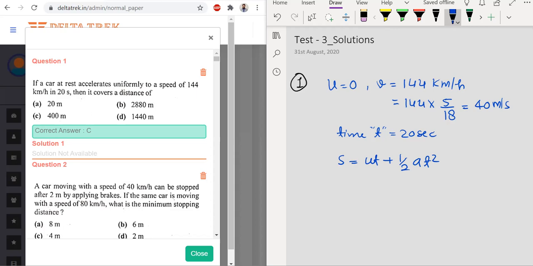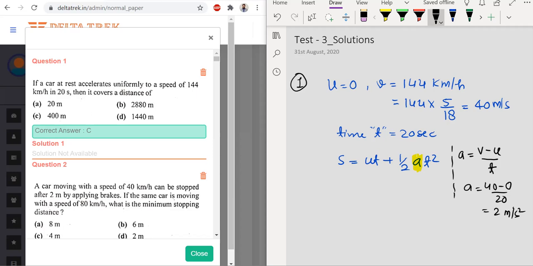Now the problem is we do not know this a. So our first priority should be to find out a. We cannot use this equation directly because a is unknown. What is the formula for a? It is final speed minus initial speed upon time taken. This is a simple formula for acceleration. So in this case, the acceleration will be 40 minus 0 divided by 20. So the acceleration is 2 meter per second square.